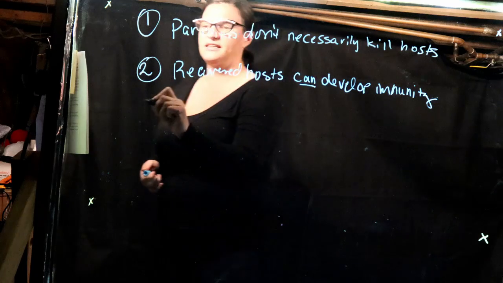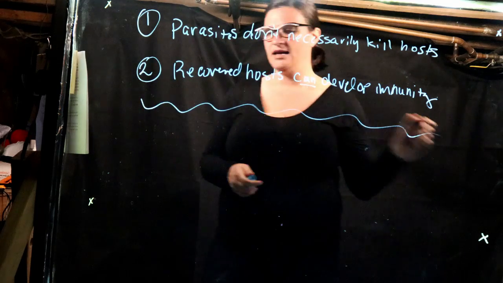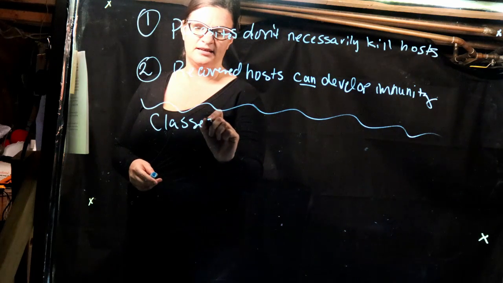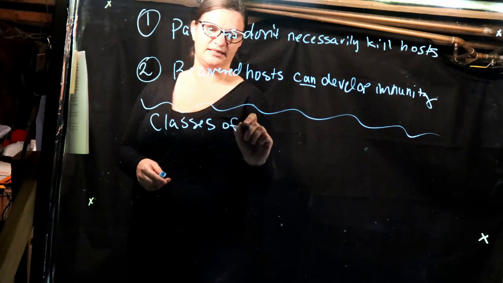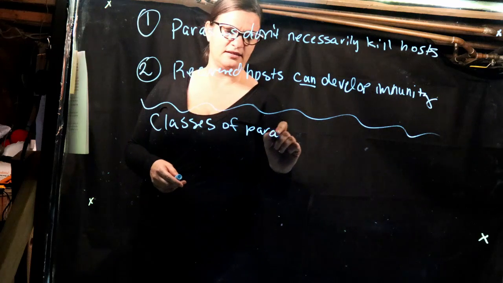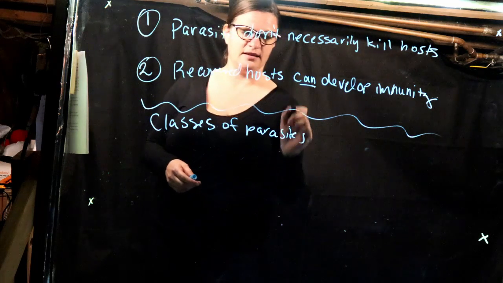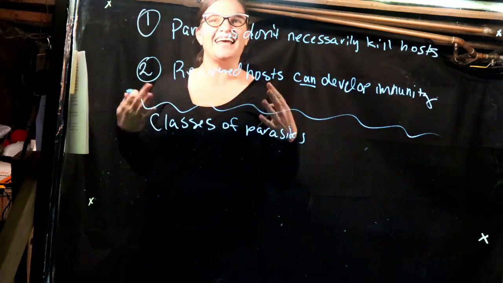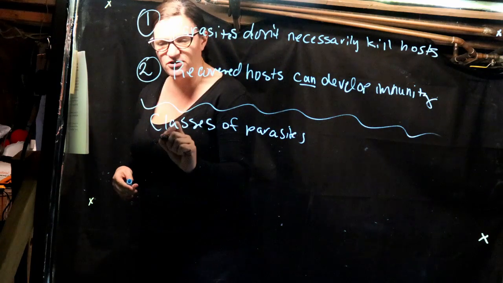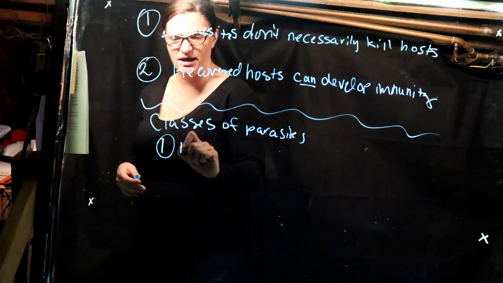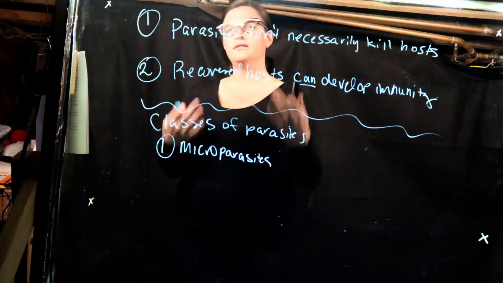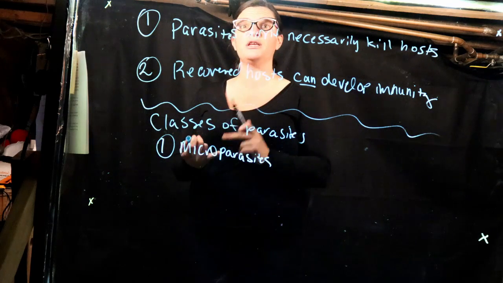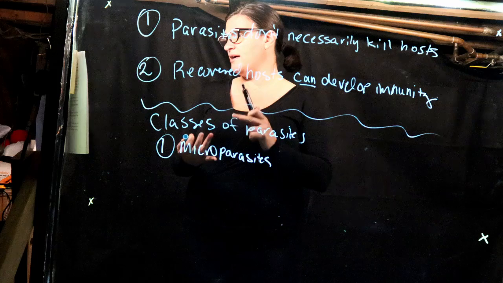The other thing to keep in mind is that there are classes of parasites. And that's really defined by the scale at which they occur. So the first class is microparasites. They have three key traits, and those are that they reproduce really quickly inside the host.